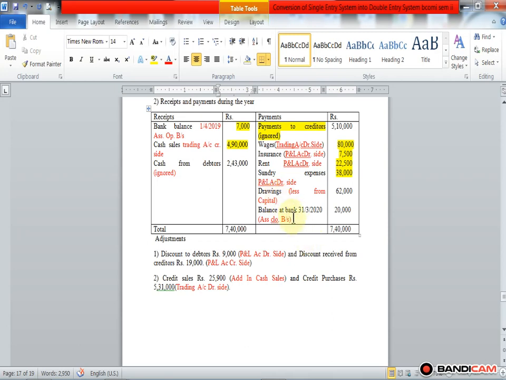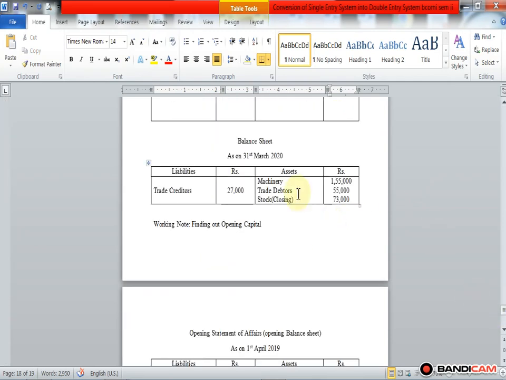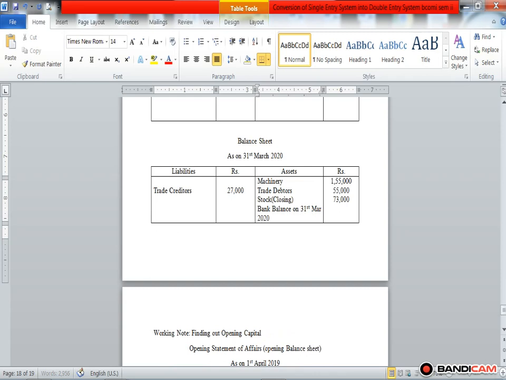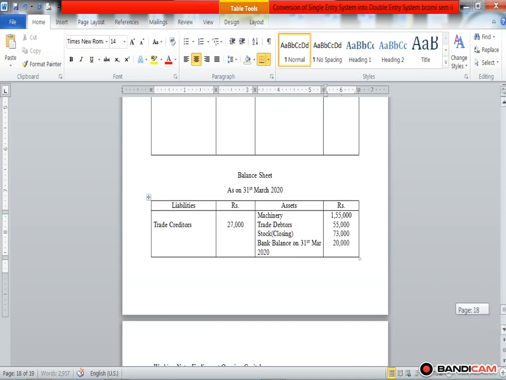Here is the closing bank balance. The closing cash balance or bank balance is our closing asset. So transfer it to the closing balance sheet, that is, bank balance on 31st March 2020 amounted to rupees 20,000. Okay, got it? Yes sir. So we transfer each and every item.